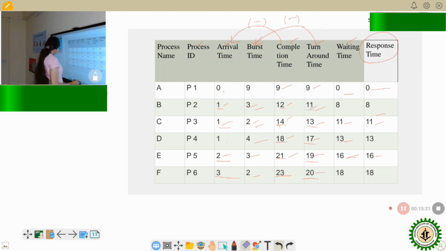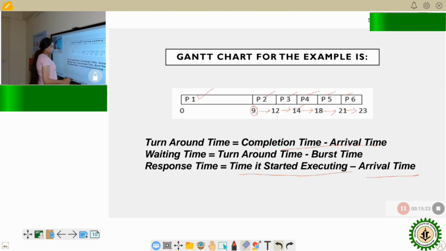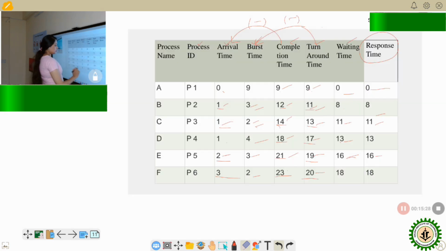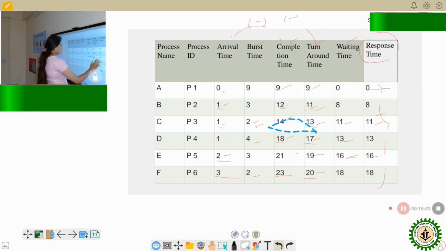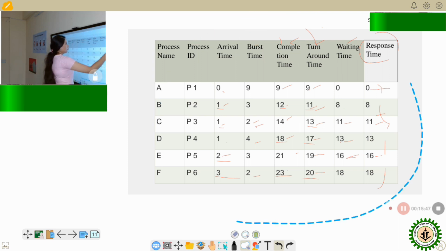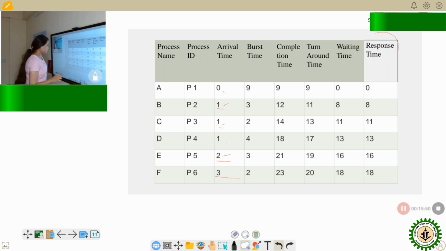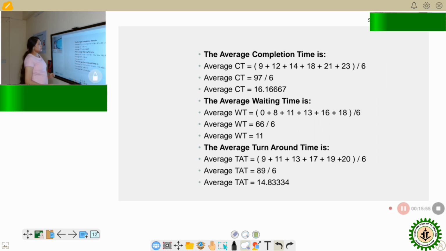And the last one is 21. So 21 minus 3 is 18. So these are our response time, waiting time and burst time. Okay, completed. Then we will go into the next slide.